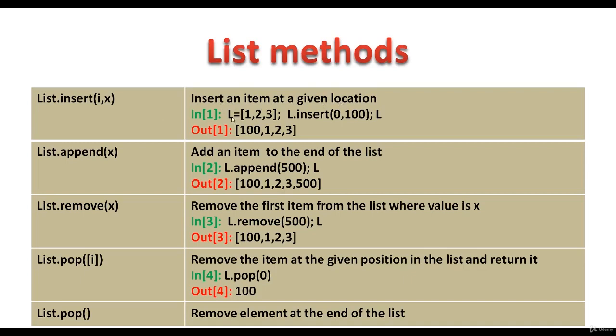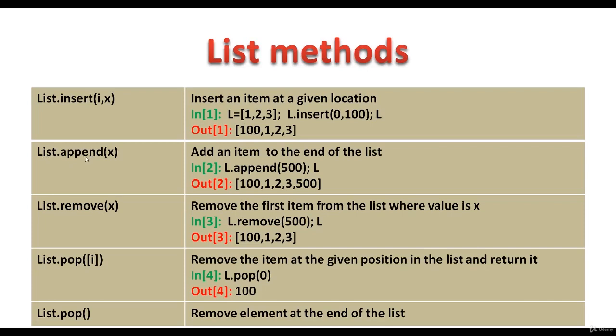For example, if L be the list where the elements are 1, 2, 3, then you give the command L insert, then index position 0, 100. Now you can see index 0 is the first position, 100 is inserted in the first position.